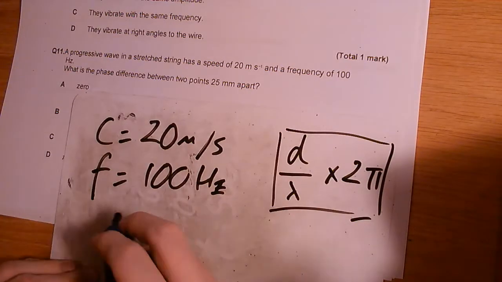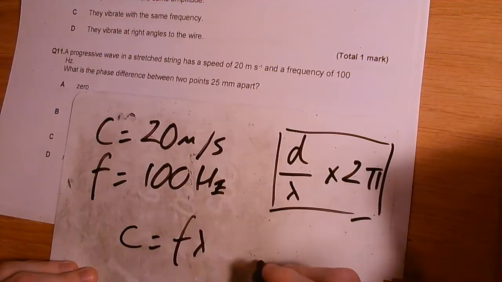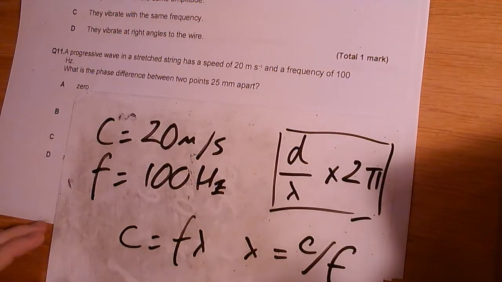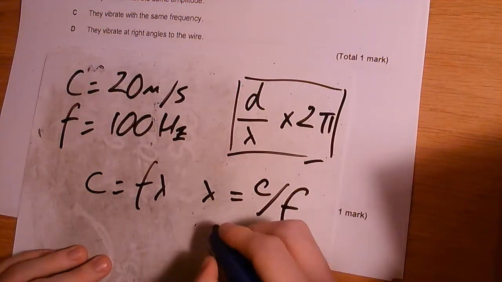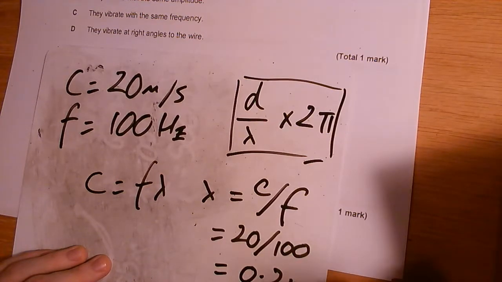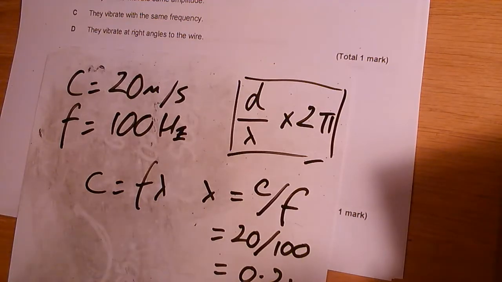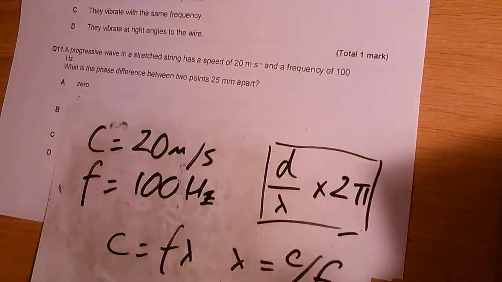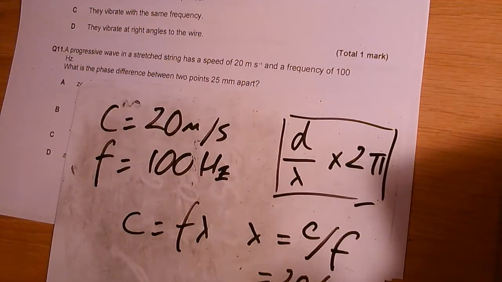We know c and f, so because c equals f lambda, we know that lambda is going to be c over f. We just divided both sides by f there. So it's going to be 20 over 100. So we're looking at 0.2 meters in terms of the wavelength. Now we know that the points we're looking at are 25 millimeters apart. So we've got a bit of an issue here, obviously, because we've got millimeters and we've got meters.